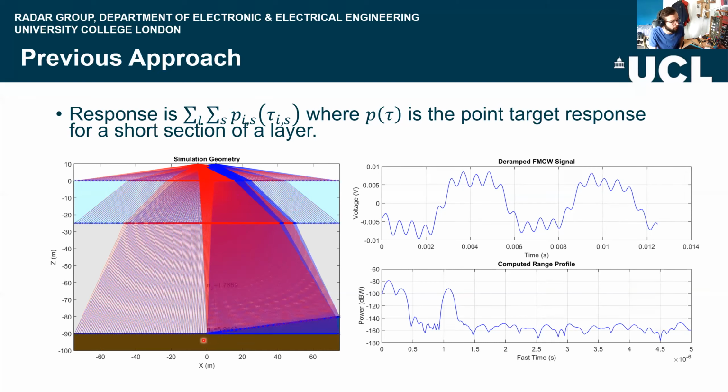We've got some water down the bottom, and then we get our deramped FMCW signal, and we can do the standard FFT processing on that to retrieve this range profile. So you can see here the response from the surface, from this glacial layer, and then from the basal layer at the bottom, and that will have some sort of mixed response as well, from the difference between the bedrock and the water layer.